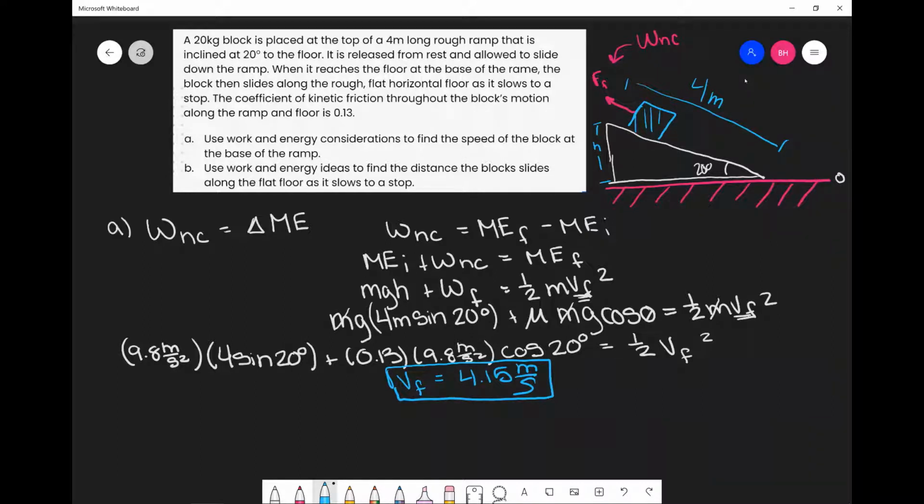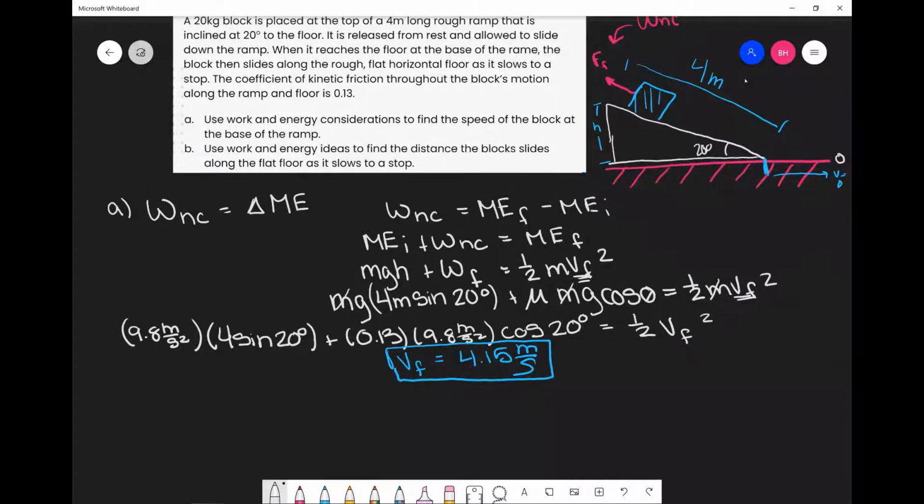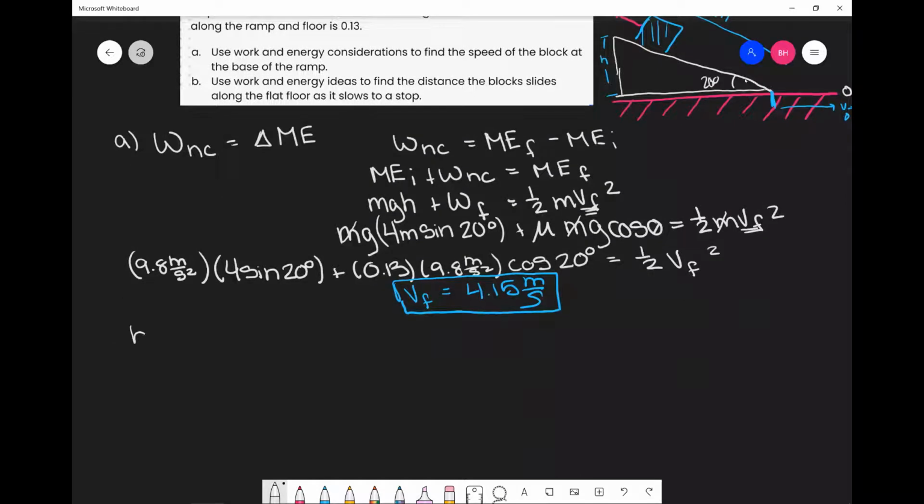Now, part B says, use this work energy idea to find the distance the block slides along the flat floor as it slows to a stop. So what we want to know is that if it starts here with a certain amount of energy, which we know is kinetic energy and we know what that velocity is, how far does it go before it gets to v equals 0, knowing that friction is working against it. So if we think about this problem, we still have a non-conservative force because friction is still working.